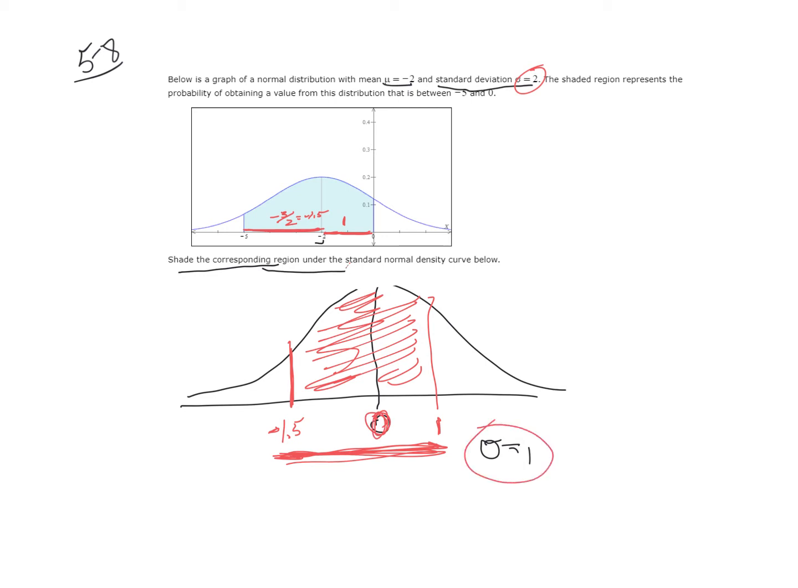All right, jumping over to the next one. It says, according to recent surveys, the salaries of assistant professors have a mean of $41,750 and a standard deviation of $6,500. Assuming that the salaries follow a normal distribution, find the proportion of assistant professors who earn less than $50,000.